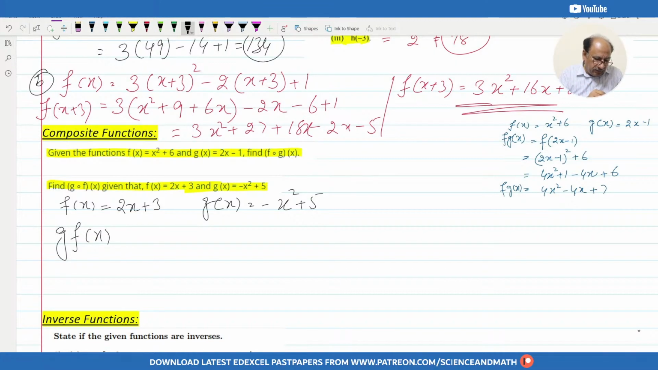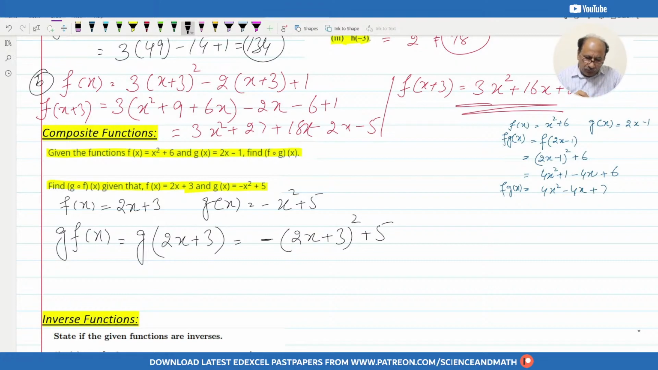We will replace f of x in g of f of x with 2x plus 3, and now we can find this with the help of the g of x definition. In this g of x we will be replacing x by 2x plus 3, so it will be minus, inside will be 2x plus 3 squared, plus 5. And now we can open the bracket.